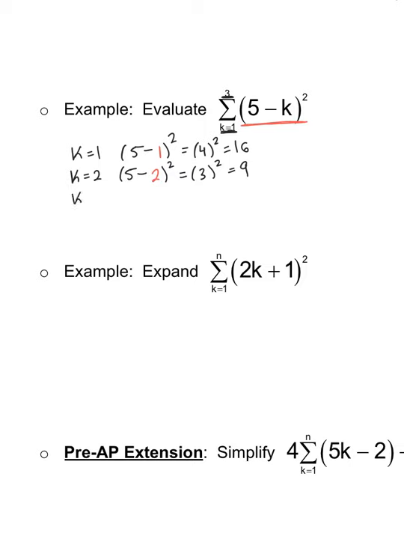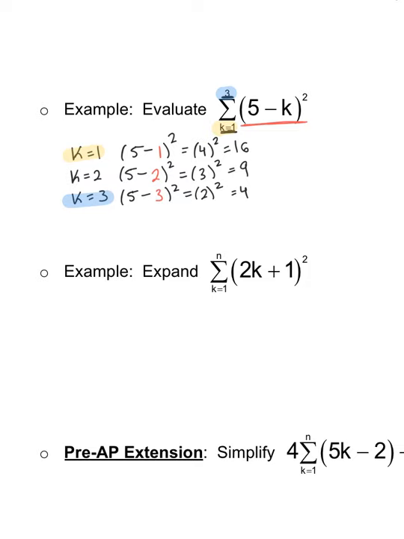Then I'm going to move to 3. So I've got 5 minus 3 squared, which is 2 squared, which is 4. And I'm going to stop at 3. So just to reiterate, the reason I'm starting at 1 is because of this. The reason I am stopping at 3 is because that's the number on the top. And then I'm just substituting k for whichever value of k I'm looking for in my sequence.